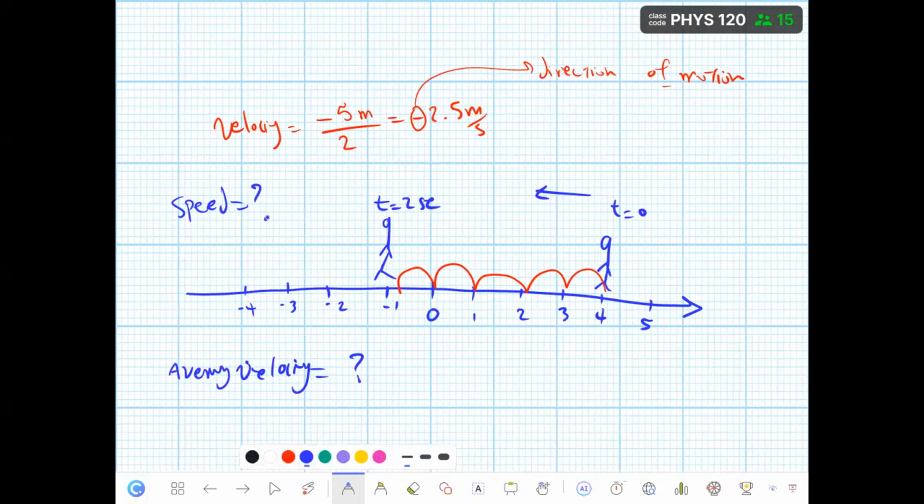It's not a vector. Again, the speed is going to be just 5 divided by 2, which is 2.5. Again, the same unit: 2.5 meter per second. Sometimes you need to be careful. In the exam, they may ask you for a speed or velocity. The speed here is 2.5 meter per second, but the velocity is negative 2.5 meter per second.